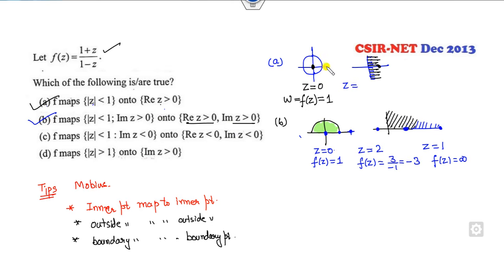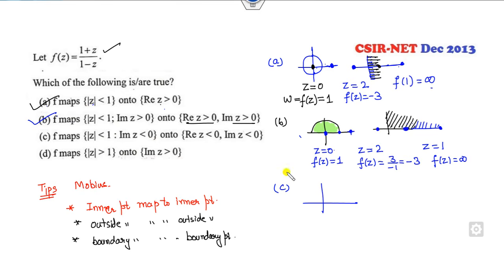Same for this case. If I take an outside point here, if I take Z is 2, again f of Z is minus 3. So minus 3 lies here. Outside point lies on the outside. If I take Z is 1, f of Z is infinity. It lies here. So it is again a boundary point mapping on the boundary point.